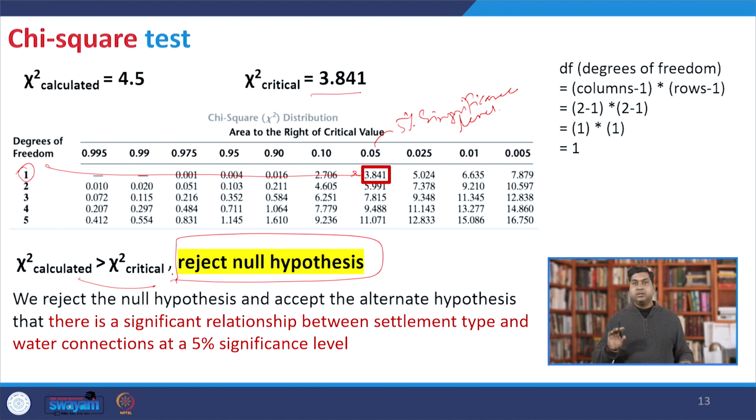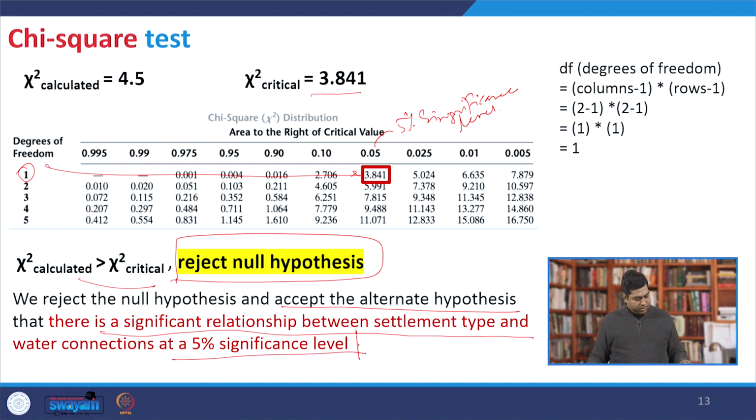Now what was the null hypothesis? If we just try to recall, the null hypothesis was that there is no relationship. So we reject the null hypothesis and accept the alternative hypothesis that there is a significant relationship between settlement type and water connection at this level.